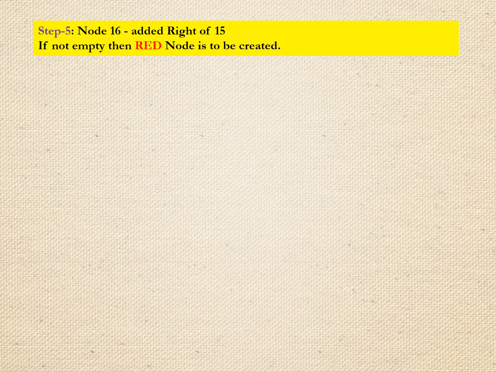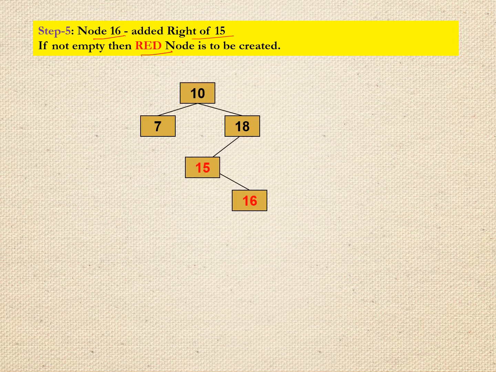Now the new node to be added is node 16, which is added on the right side of 15. Again the color will be red. Now 16 is added on node 15. So node 16 is now a new node, and node 16's parent is 15. We'll verify its sibling, which should be on the same level. Its sibling is null. It's not black, it is null.